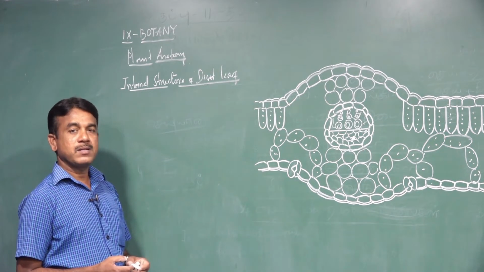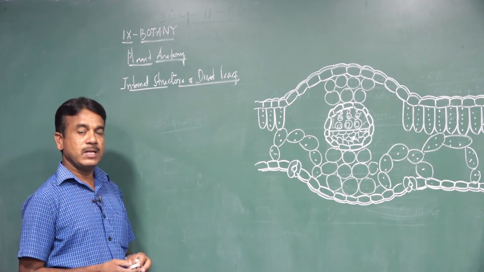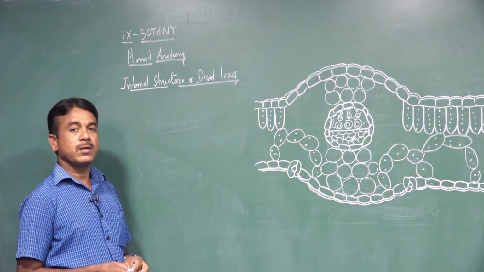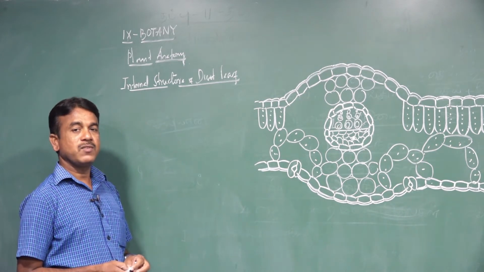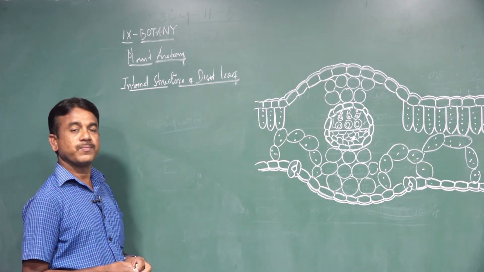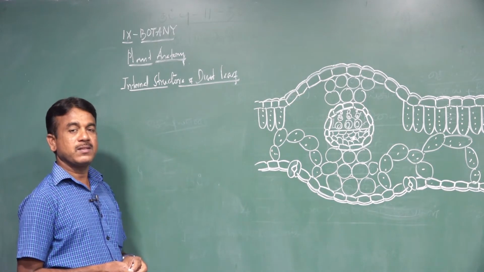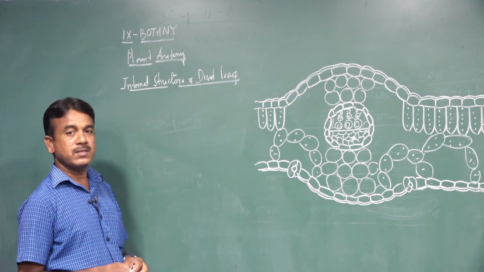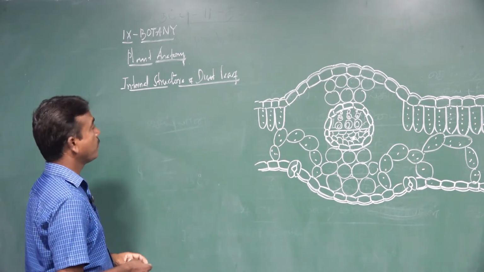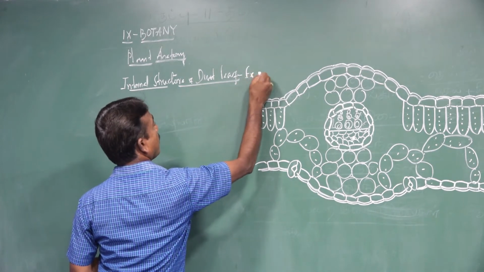Plant anatomy is studied with an essential instrument, commonly called a microscope. So it is also called the study of anatomy with the help of microscopic examination. Today's topic in this class is commonly called the structure of a dicot leaf. Example, mango.